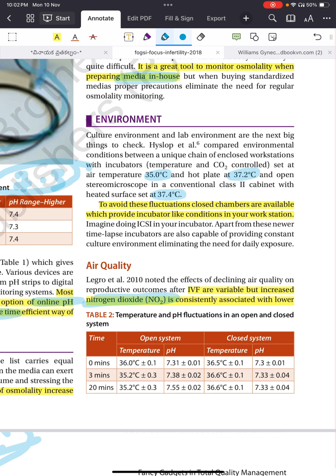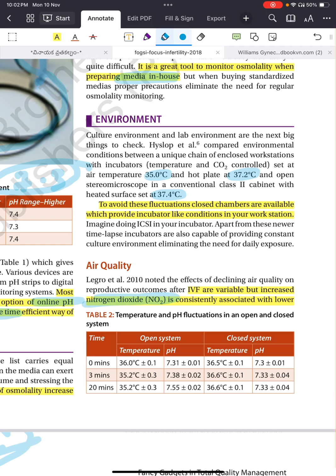Okay, one is an incubator with temperature and CO2 control, with a temperature of 35 and a hot plate of 37.2. The other is an open stereo microscope where the temperature is maintained at 37.4. These two were compared. The comparison indicates that there is a fluctuation in environment and temperature.